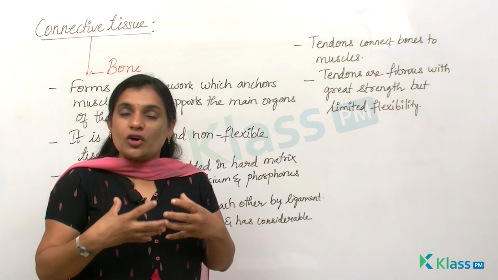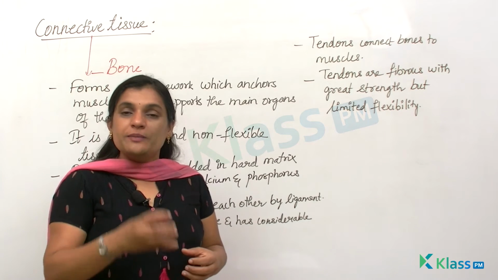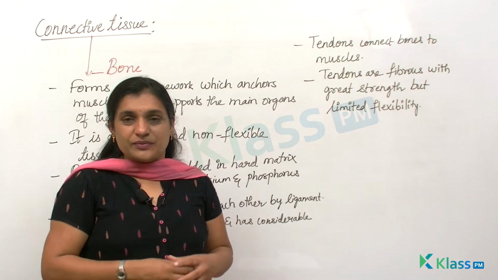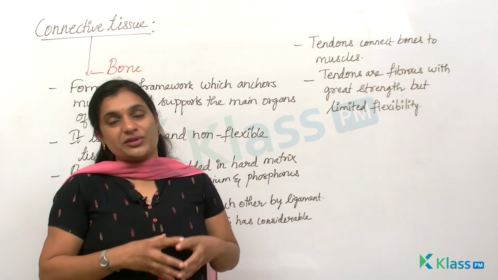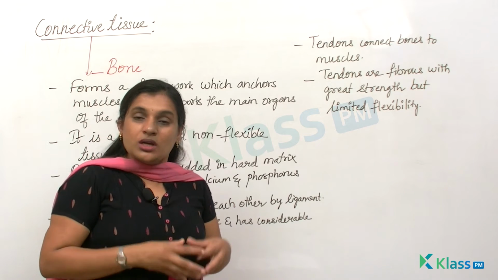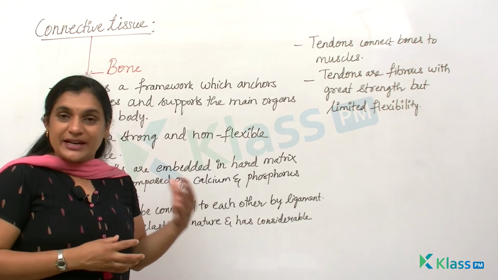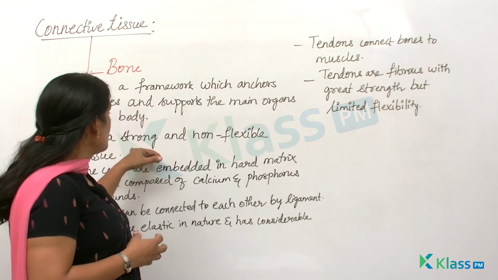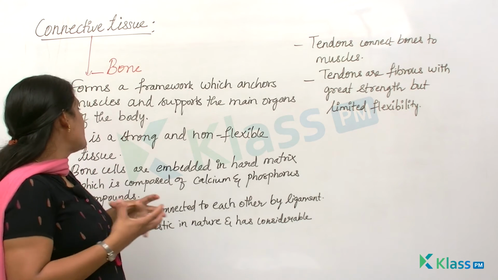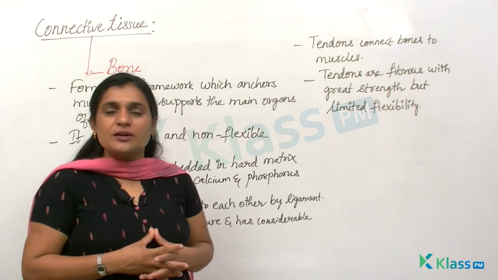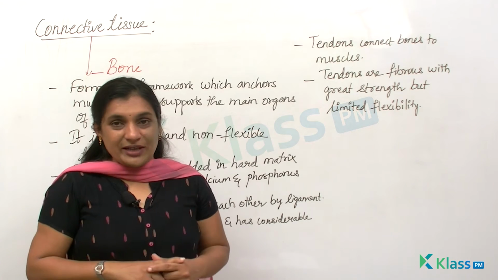So you can see that all your internal organs are placed properly because of this skeletal system. That means they provide the strength needed for the organs to get attached, right? So as I've told you, this bone is a strong and non-flexible tissue. This bone tissue is very strong and it is not flexible.